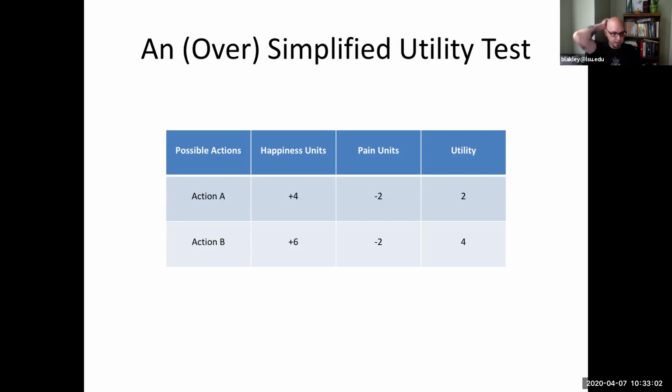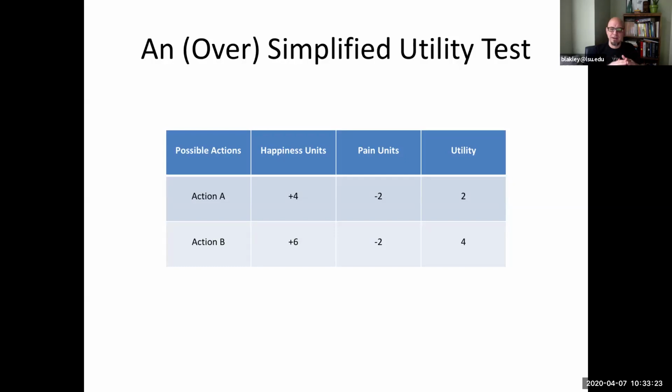So an important thing to think about here then is making utilitarian decisions, or moral decisions according to utilitarianism. Here I have an oversimplified utility test. I call it oversimplified because it doesn't take into account all those 7 dimensions that Bentham thought we ought to take into account. I'm just doing this oversimplified way to introduce the basic idea of utilitarian moral reasoning.